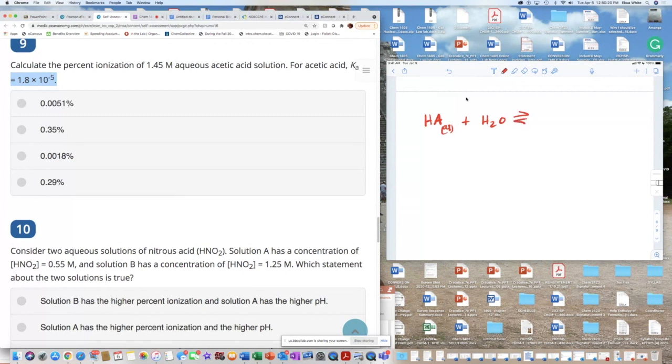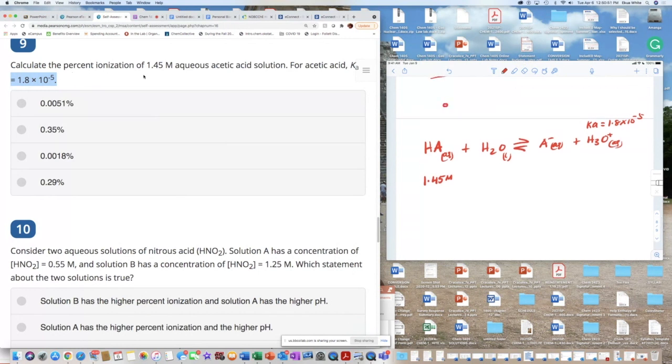And then, yeah, I just go ahead and work this one out. A minus (aq) plus H3O plus. Because I feel like I could at least do two ICE table problems. Okay, I have Ka here, which is 1.8 times 10 to the negative 5. And they gave me the concentration of the acid, 1.45, right? They want me to get the percent ionization.